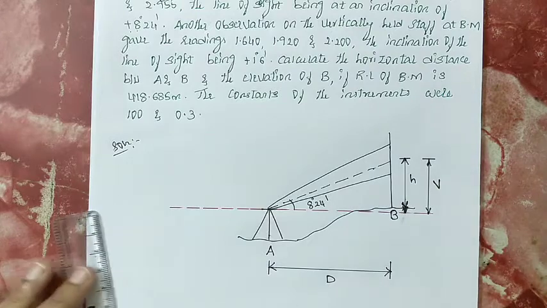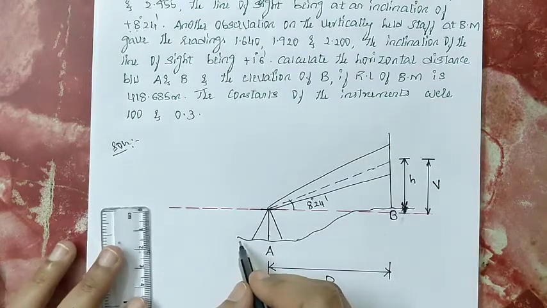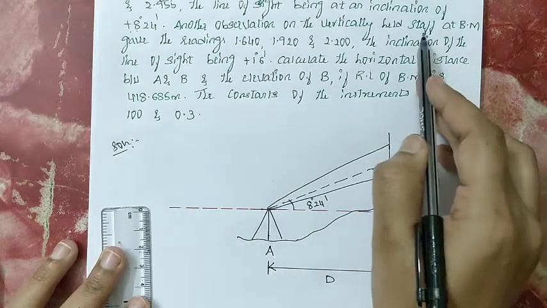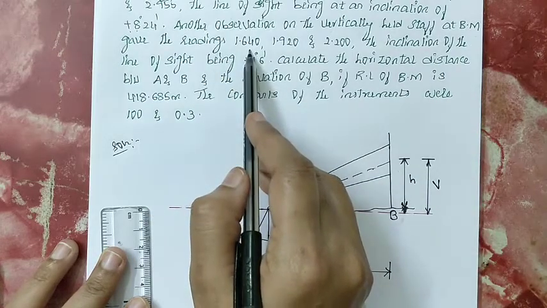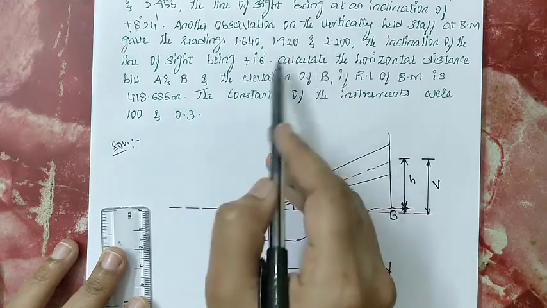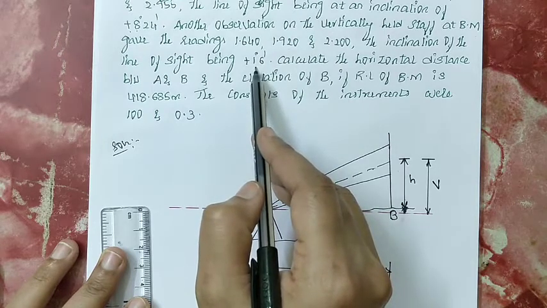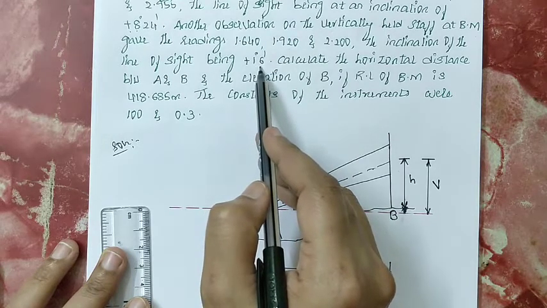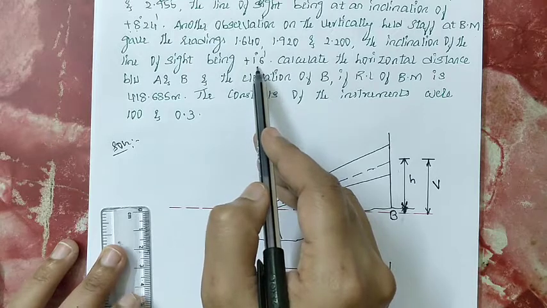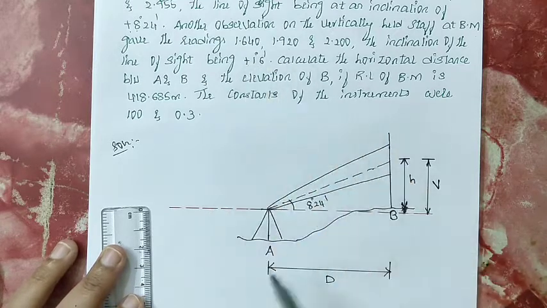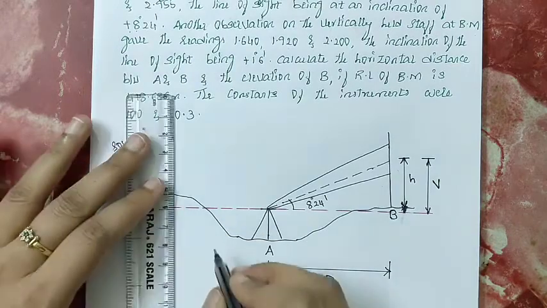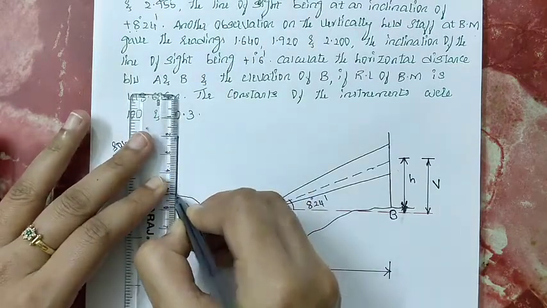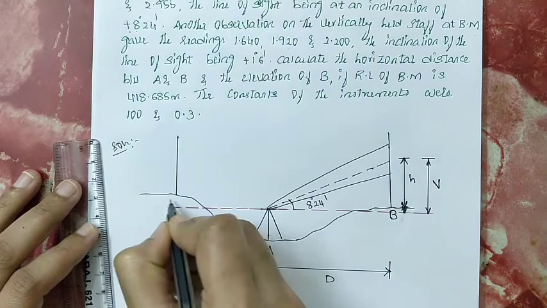Similarly, another observation was taken on the benchmark and the readings they have given. The first reading is upper, middle, and this is lower. You can observe that the angle of inclination is plus 1 degree 6 minutes. It is also angle of elevation, plus indicates elevation. Write down the ground profile. This is the benchmark.